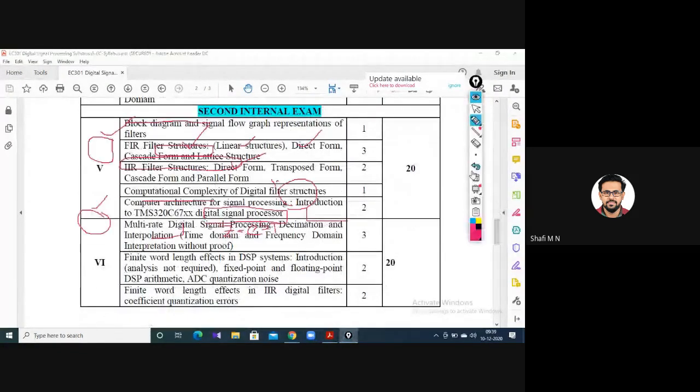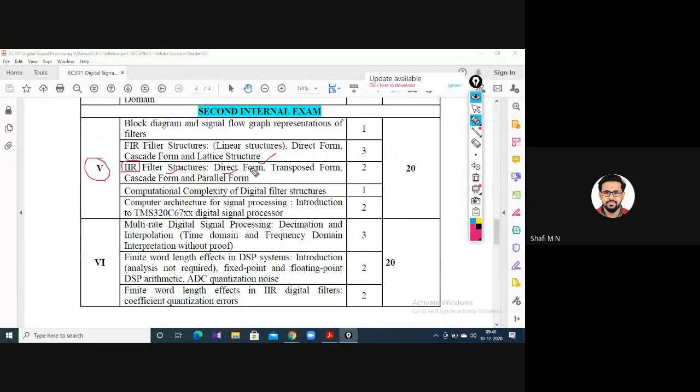Module 5 is completely realization of filters. First, you have to realize FIR filters and IIR filters. We started with IIR filters. For IIR filters, you have different methods. One is direct form 1 and 2. Then you have the transpose structure also. Mainly you have to focus on direct form 1 and 2, cascade form and parallel form, right?